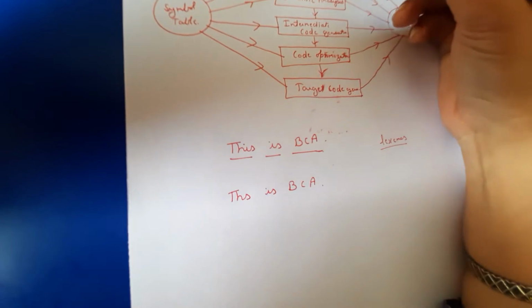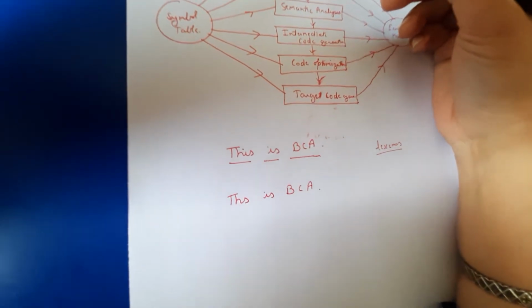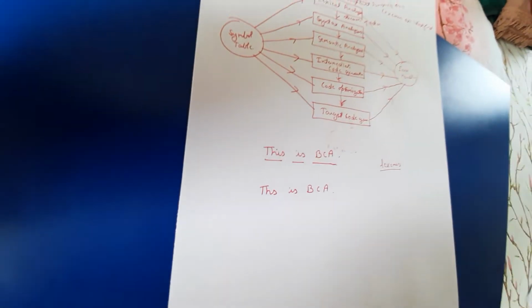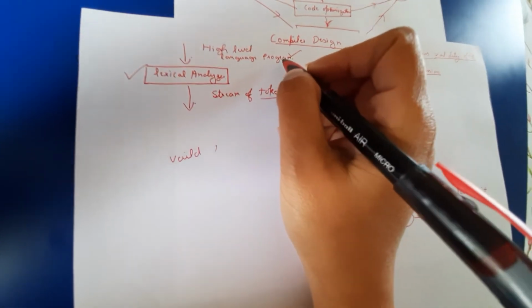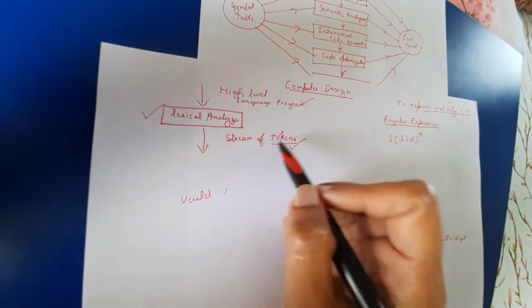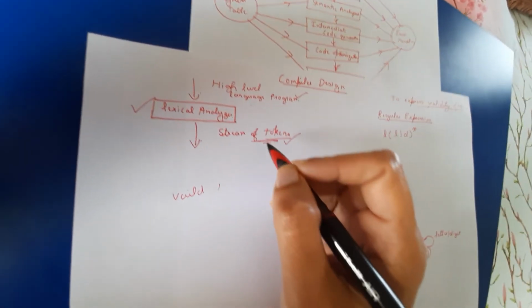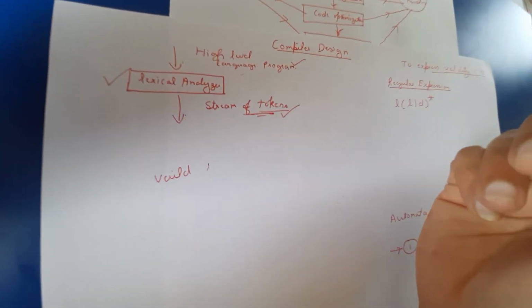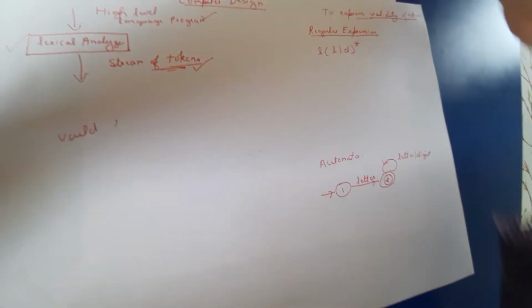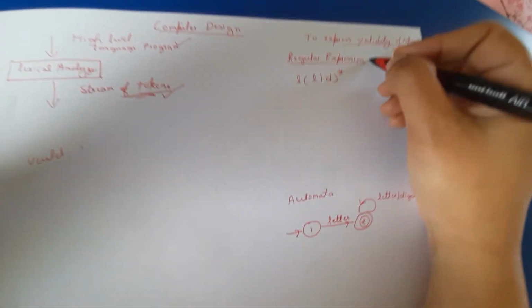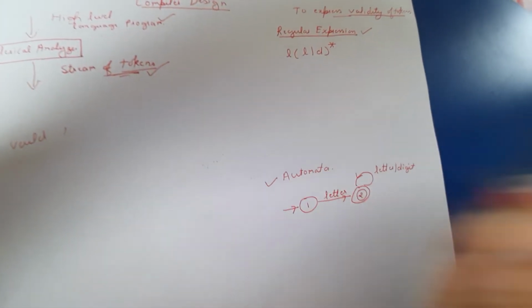In the first phase, the lexical analysis phase, the analyzer takes the high level language program as input and divides that program into a stream of tokens, checking whether the tokens are valid or not, whether the words are valid in the specified language. There are two tools by which we can specify or check the validity of tokens. First is the regular expression and second is the automata.